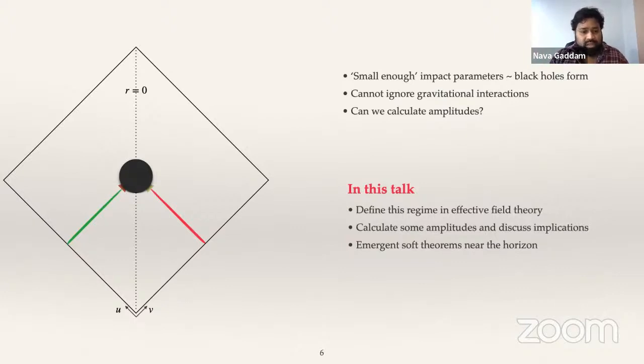I'll discuss the calculation of some amplitudes and what they imply. And there are many interesting applications that emerge from the existence of such a regime in effective field theory. One of the things that I would like to single out is that there's a new emergent soft limit near the horizon, which I think leads to emergent soft theorems near the black hole horizon. There are some other applications too. So depending on how we go with time, I'll end with some applications and conclude with that.